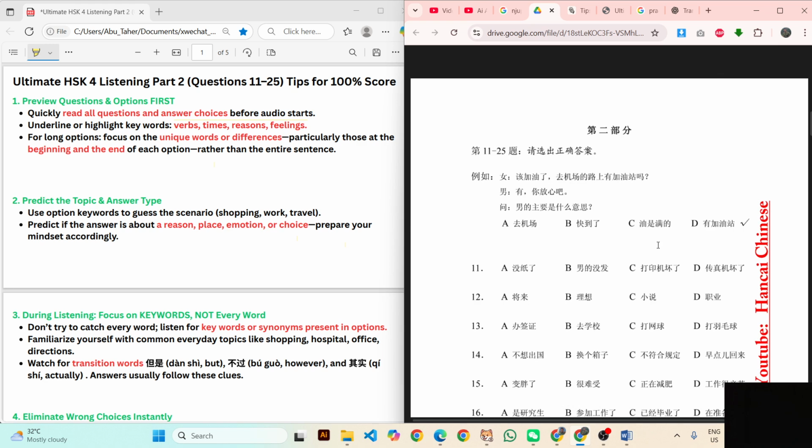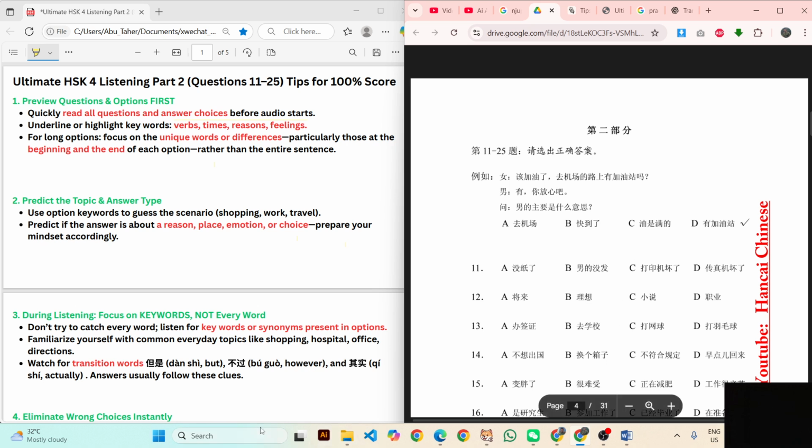In the HSK4 exam, as all of you know, we have to get 160 for the pass mark. So in this video, I'll share everything. I'll share every tip for you to get a good mark, not just to pass. I'll share the best tips for you to get a good mark in this section. Okay, so what do we have to do?